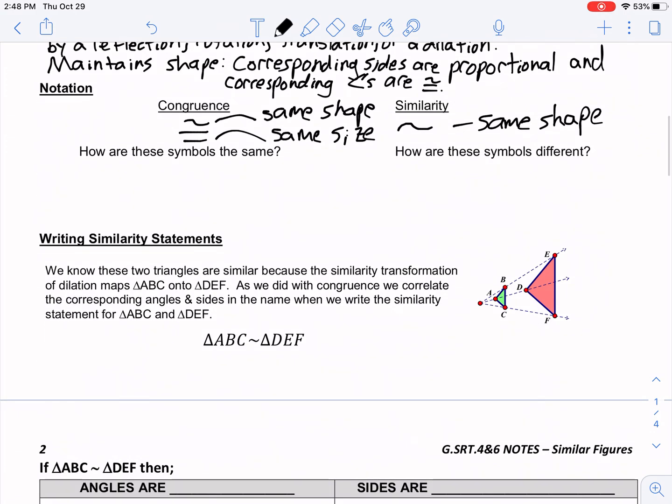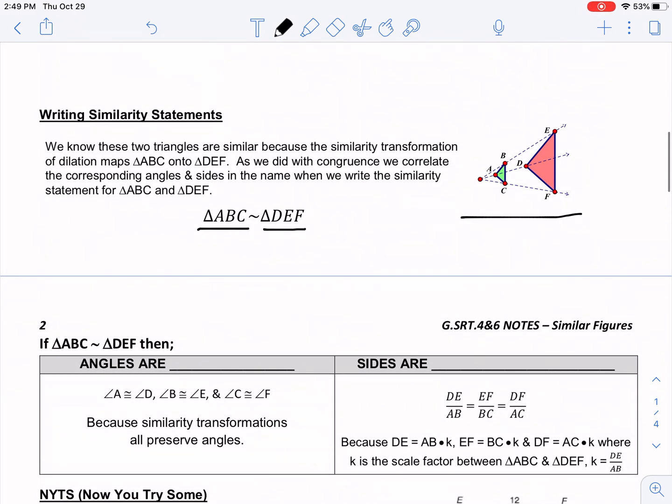Now, when it comes to writing similarity statements, it's similar to how we wrote congruent statements. For corresponding angles and corresponding sides, the order matters in which we write things. So if they say triangle ABC is similar to DEF, like this image here, notice they have the same shape, but one is smaller, one is larger. What we're really saying is that the angles are congruent, the angles are the same, but the sides are going to be proportional.